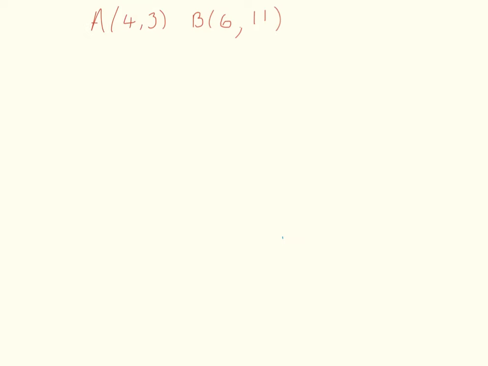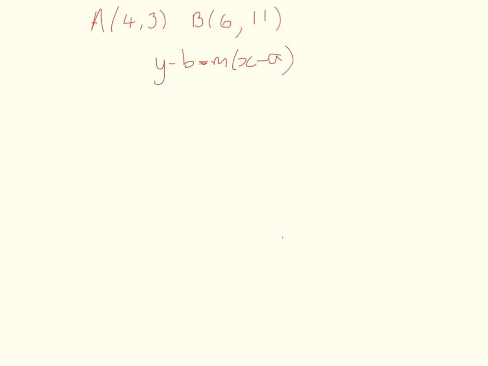Okay, here we've been asked to find the equation of the line joining the points A(4, 3) and B(6, 11). So this is unlike anything we've seen before. We have substituted values into our equation y minus b equals m bracket x minus a, but we have always been given our gradient. Here, we're not given the gradient, so we need to calculate the gradient.